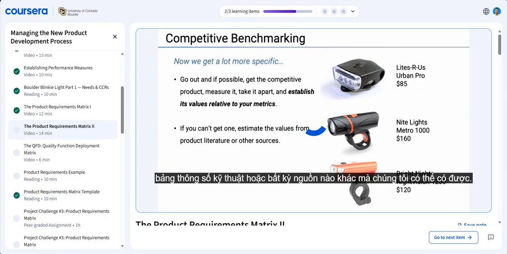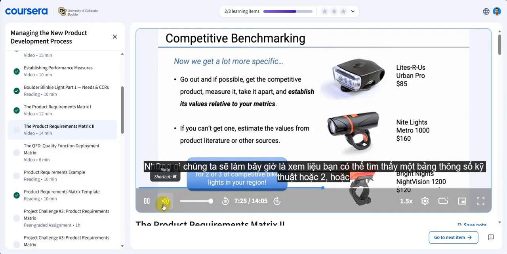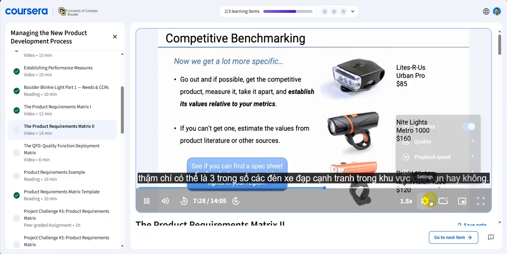What we're going to do now is see if you can find a spec sheet or two, or maybe even three, of the competitive bike lights in your region.